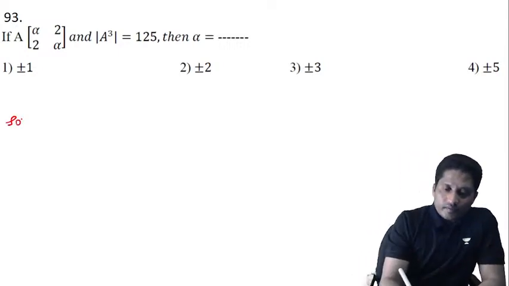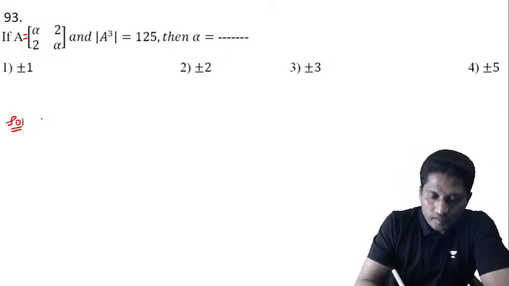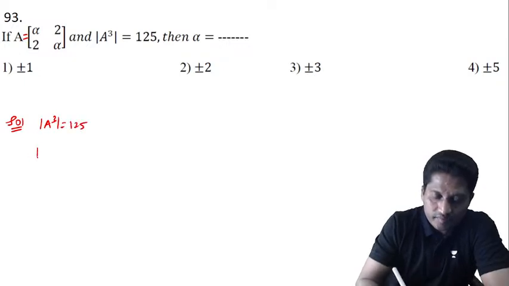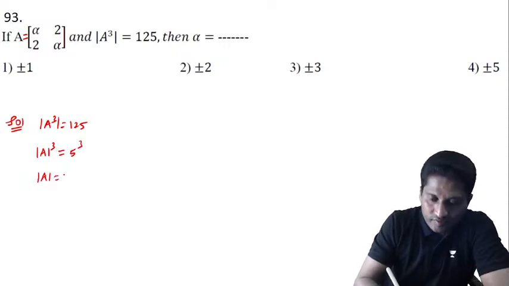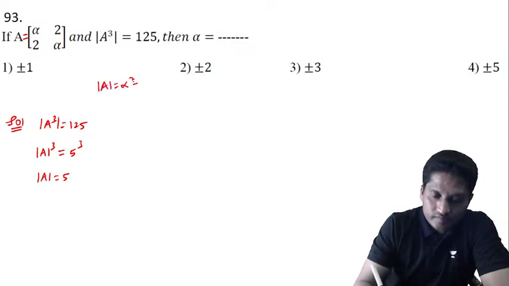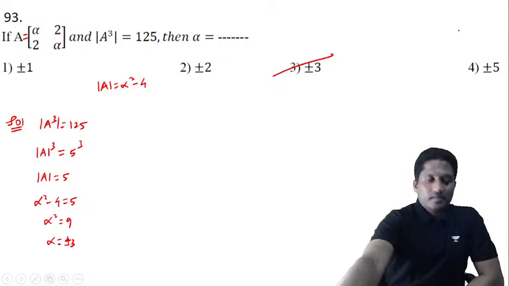A is equal to matrix alpha 2, 2 alpha. Determinant A cube is equal to 125. So this is same as determinant A whole cube is equal to 5 cube. So determinant A is equal to cube root of 5 cube, which is 5, right? Determinant of A is equal to alpha square minus 4 is equal to 5. Alpha square is equal to 9. Alpha is equal to plus minus 3. Answer is option C.